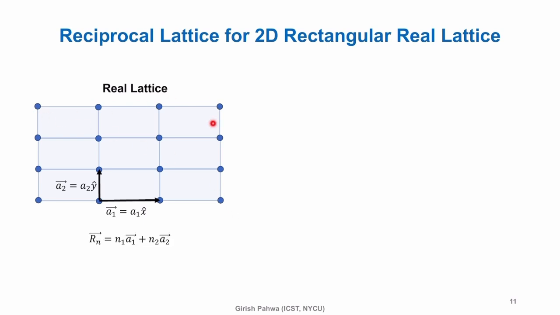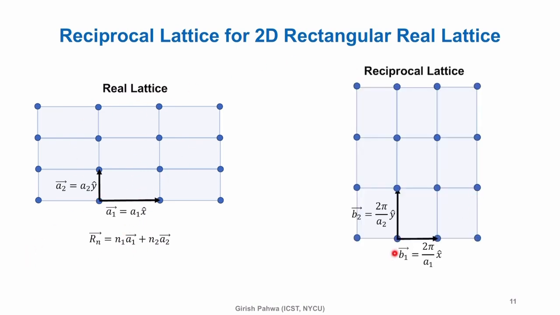So any vector in the real lattice can be represented as r equal to n1 a1 plus n2 a2, right? n1 and n2 are integers, you know that, right? The position vector of any of the lattice points. Similarly, I can generate a reciprocal lattice which has the primitive vectors b1 equal to 2 pi by a1 x cap, corresponding to this 2 pi by a2 y cap, right? And you may notice that this is longer, this is shorter, this is shorter, this is longer, because you are taking the reciprocals. Okay, so this will be shortened, this will be elongated.